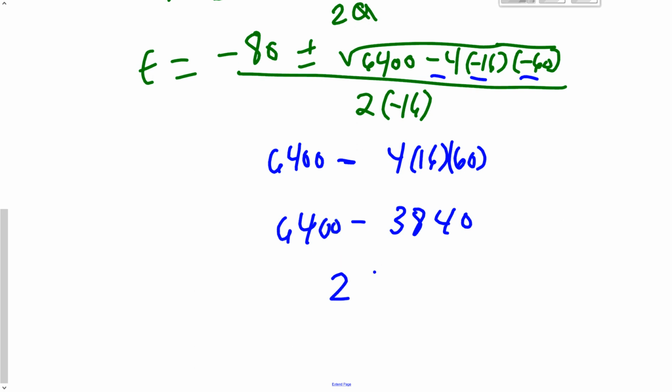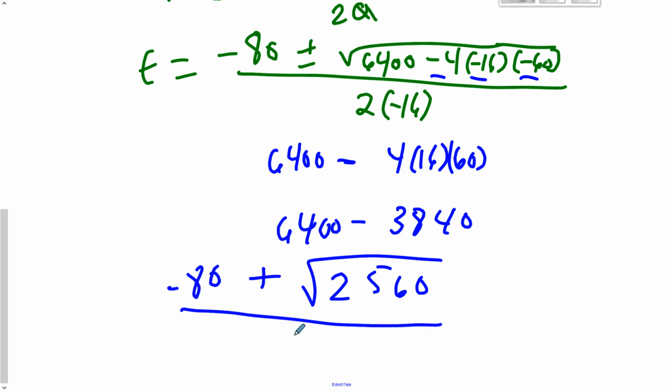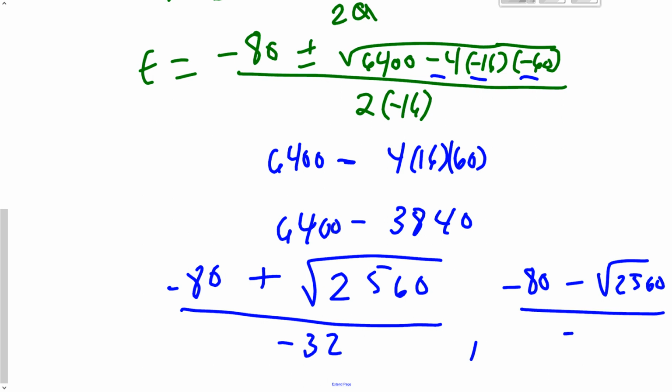So that is 2560. Then I'm going to square root it, and then I'm going to add a negative 80 to that. And then the last thing I'll do is I'll divide by negative 32. And then you're going to have two answers here, because then I'm going to take that square root, and then I'm really going to take negative 80 and subtract that, and then divide by negative 32, because it's plus or minus the square root.